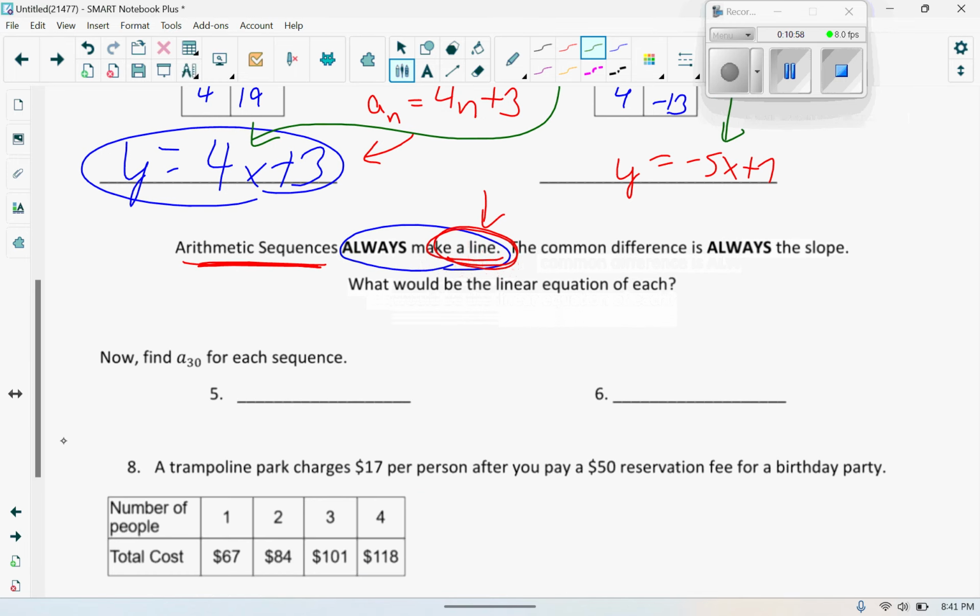Okay, so let's pretend, I'm going to go back to number 5 on Desmos, and let's say that we want to find, so what this means is it wants us to find the 30th term in the sequence.